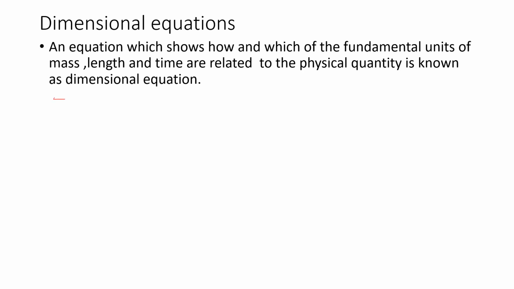consider the physical quantity power. The power has dimensions of m raised to 1, l raised to 2, t raised to minus 3. So this is the dimensional equation of power. Here mass has dimension of 1, length has dimension of 2, time has dimension of minus 3. Such equations are called dimensional equations.